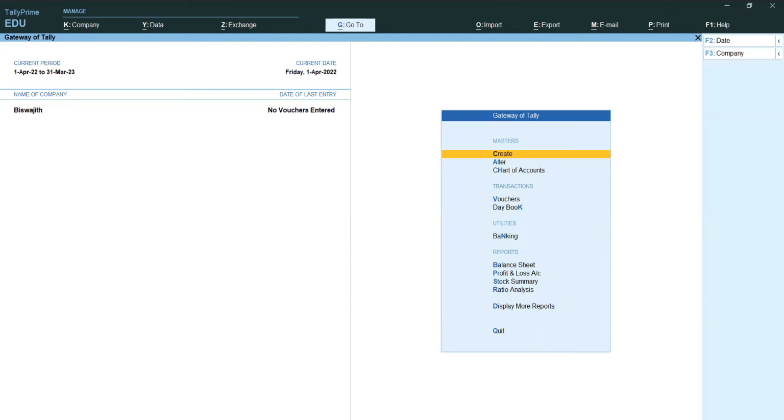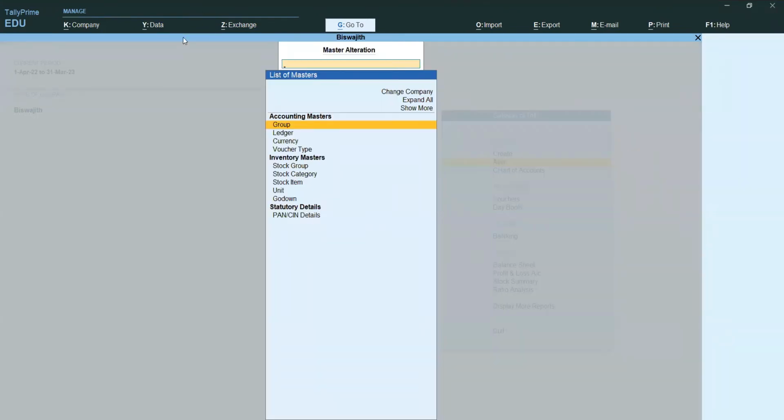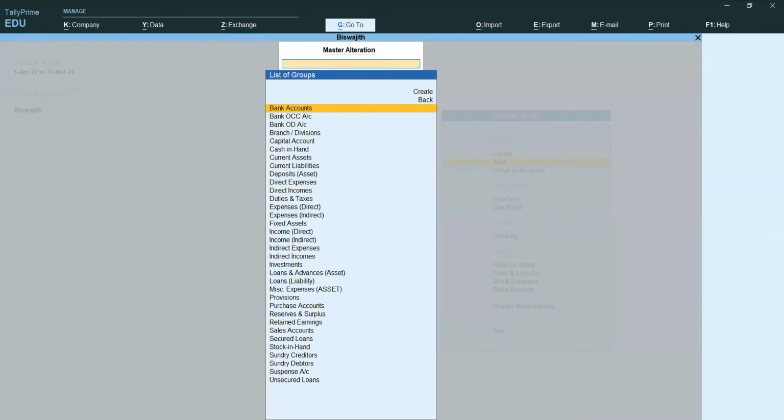We created the company here, it's okay. How to view the groups? By default we already have groups. In the main gateway of Tally, you can go to Alter, and select Group here. See here, by default we have almost all 28 groups.